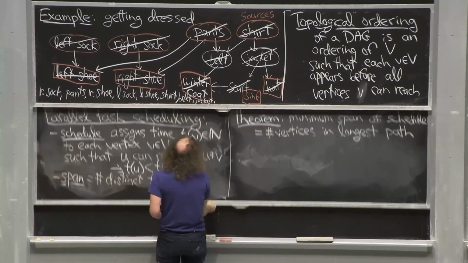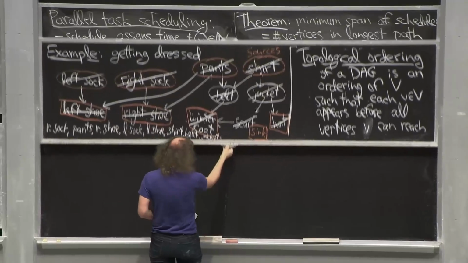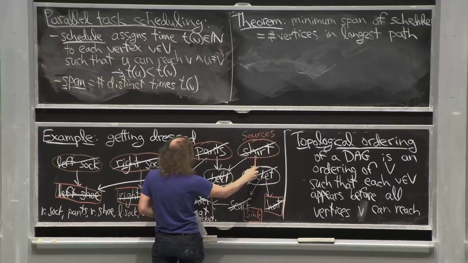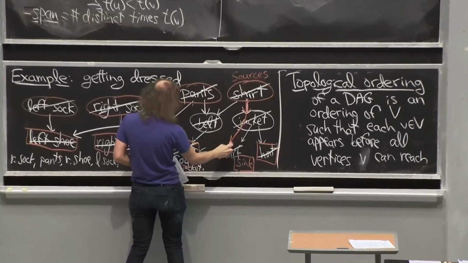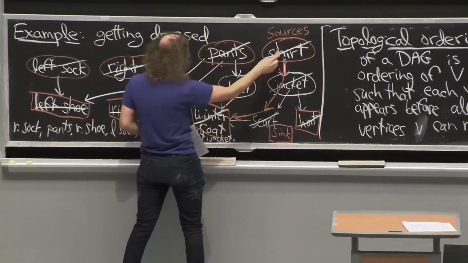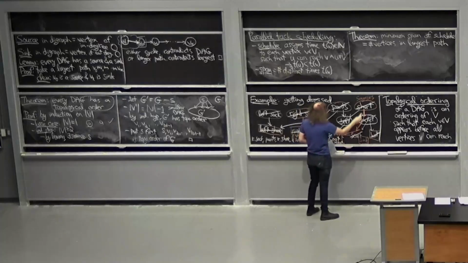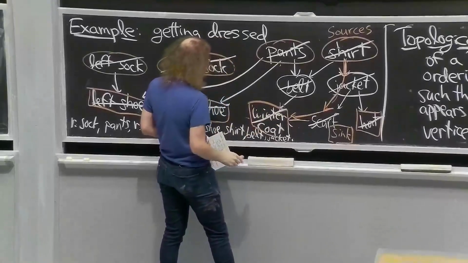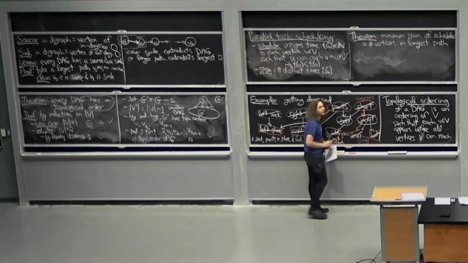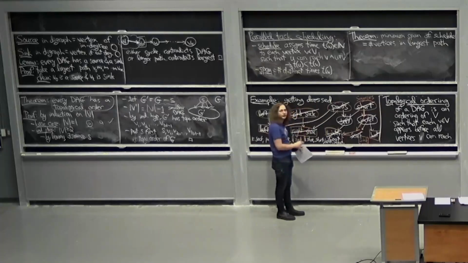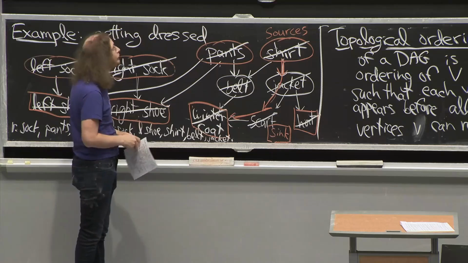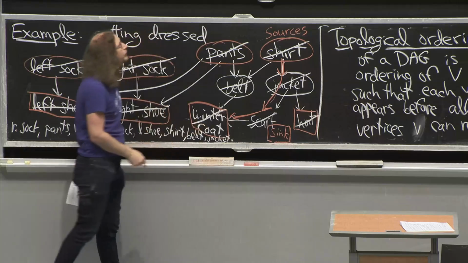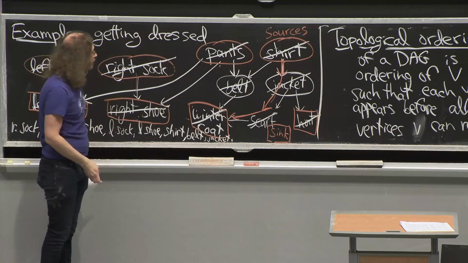In this example, I think the longest path is shirt to jacket to scarf to coat. That's a path of length 1, 2, 3. But what I wrote there is not the length of the path. I wrote the number of vertices in the path, and that's 4. So this is the one time when we want to count vertices, not edges. So I write number of vertices in the longest path. It was shirt, jacket, scarf, winter coat. So that's 4.